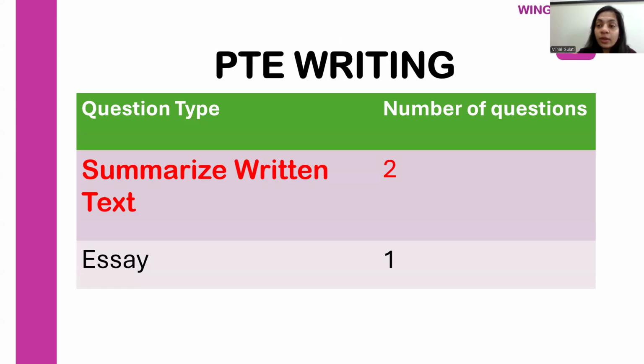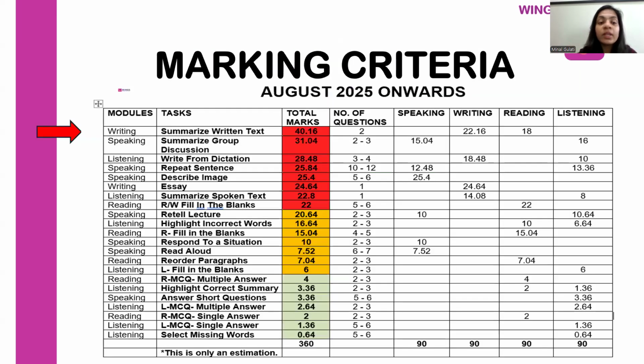So you will be getting two questions. Before 7th of August, it was 1 to 2. You may get 1, you may get 2. But after 7th of August, summarized written text is 2, which means for sure you'll get 2 questions for this type in the real exam.